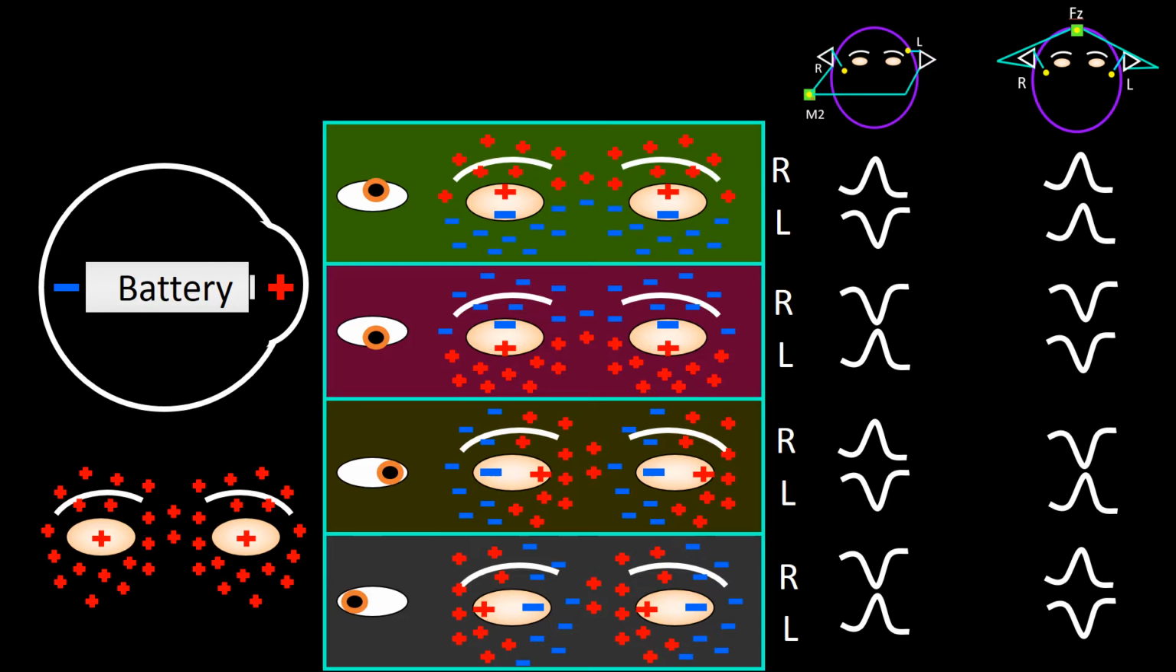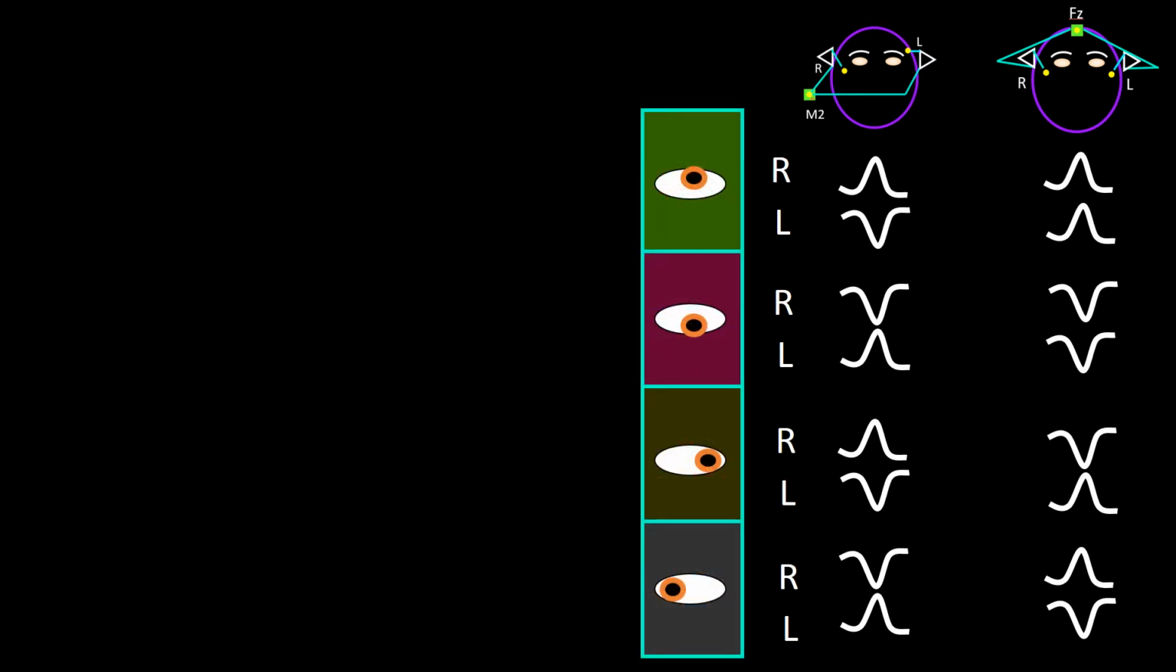When looking to the right, the tracing in both montages would be out of phase. When using the mastoid reference, they would be towards each other. When using the frontal reference, they would be away from each other. This frame summarizes the findings produced by different eye movements with different montages.